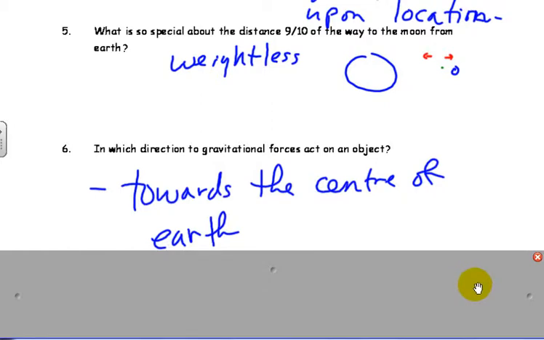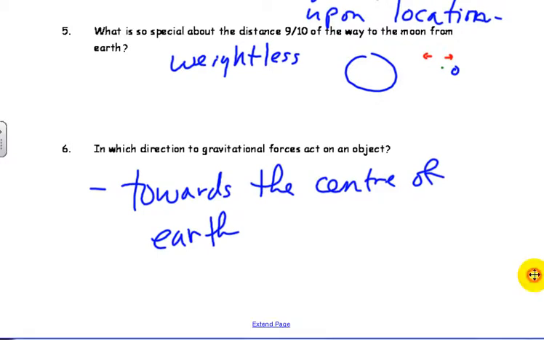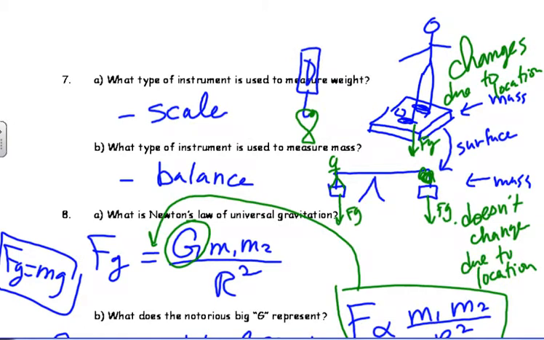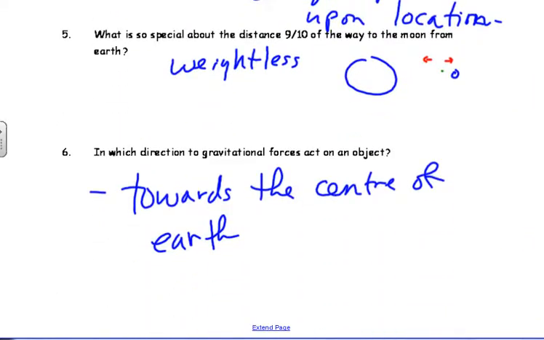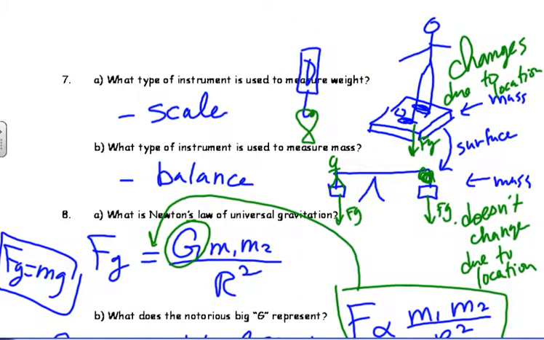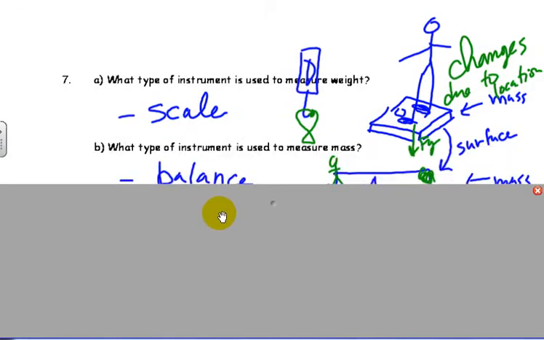In which direction do gravitational forces act? So we kind of envision it, the center of the Earth or moon, wherever you are, the forces act to pull you towards the center of the planet. That's how we kind of envision it. All right. Next, we're kind of flying through this fairly quickly, so hopefully it's easy to understand.